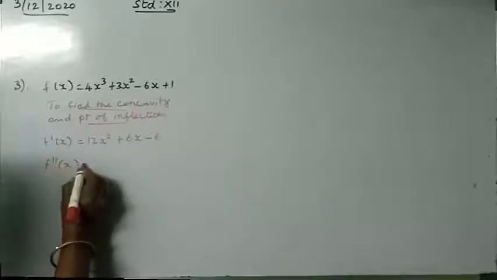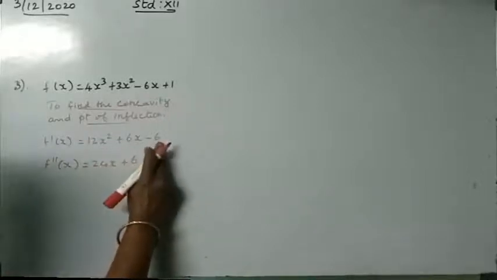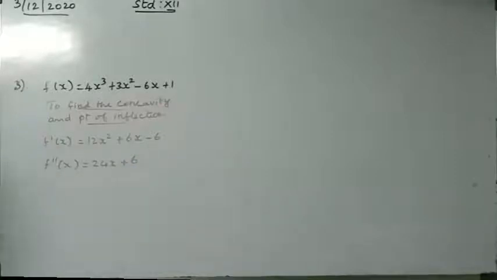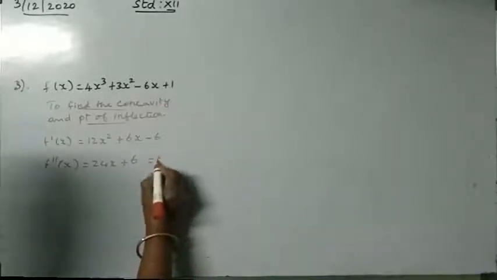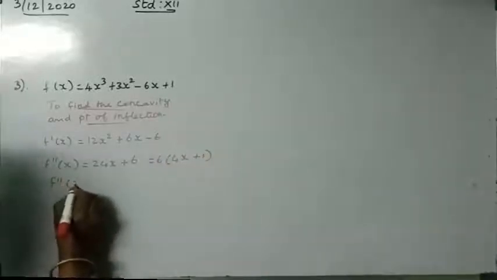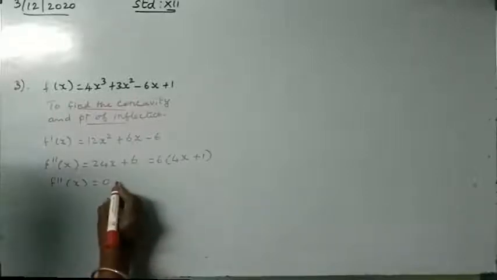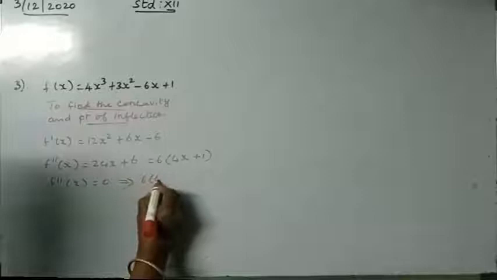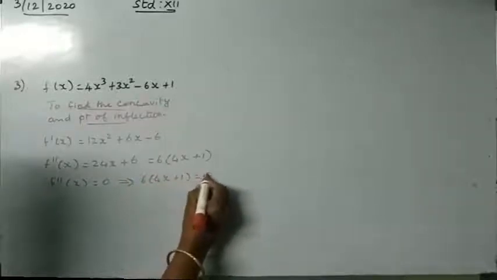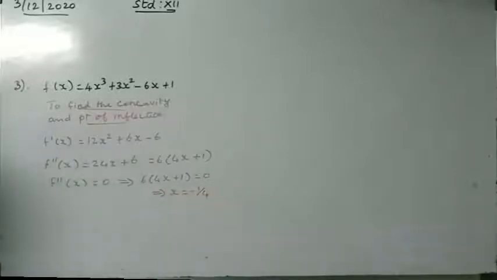See, f double dash of x is equal to 24x plus 6. 6 differentiates to 0. So if I take 6 as a common factor, it is 4x plus 1. If f double dash of x is equal to 0, which implies 6 into 4x plus 1 is equal to 0. So which implies x is equal to minus 1 by 4.